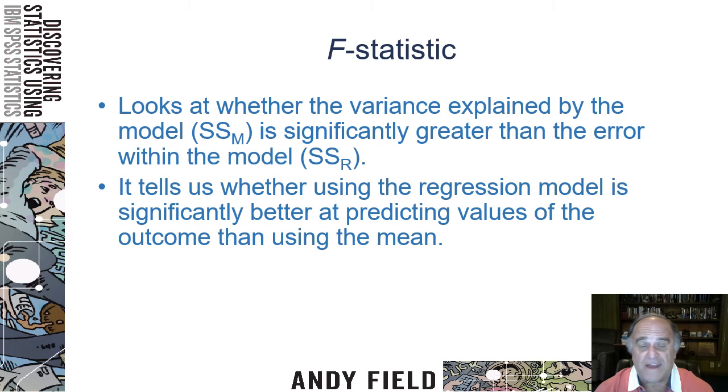All right, and again, the F statistic, which we just went over, looks at whether the variance explained by the model is significantly greater than the error within the model, whether SSM is greater than SSR in Field's use of the terms. It tells us whether using the regression model is significantly better at predicting values of the outcome than simply using the mean. The mean on Y, of course.